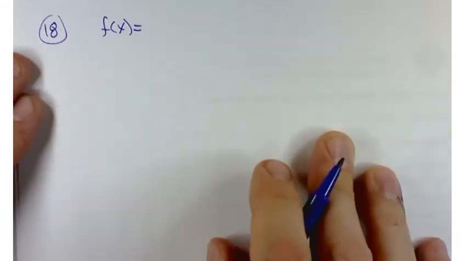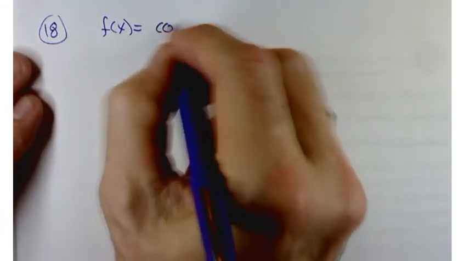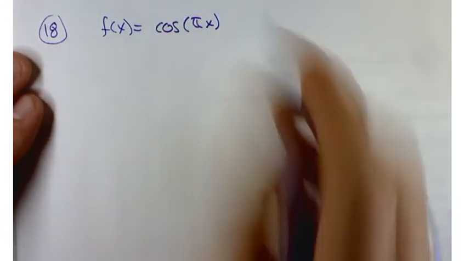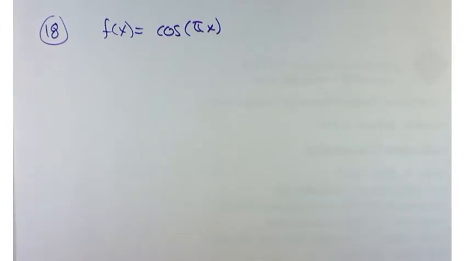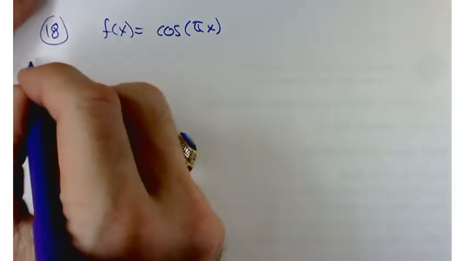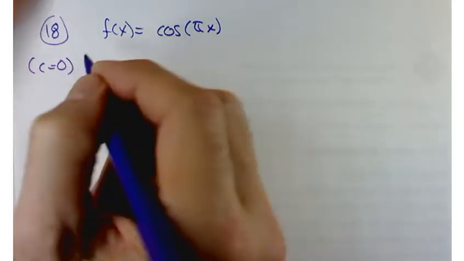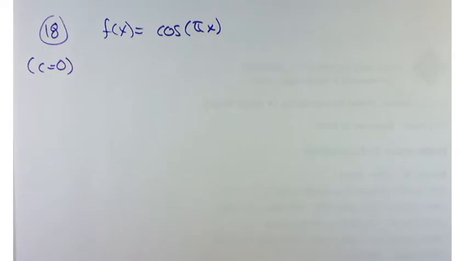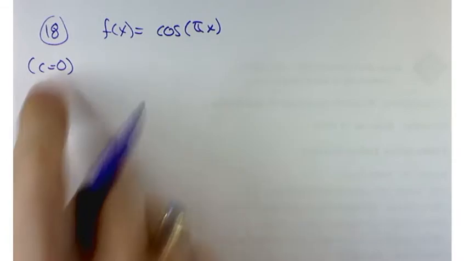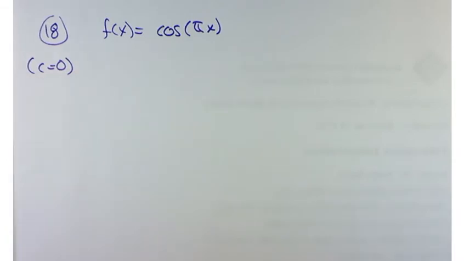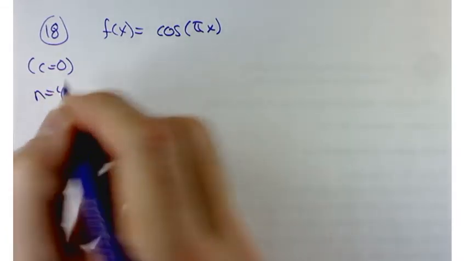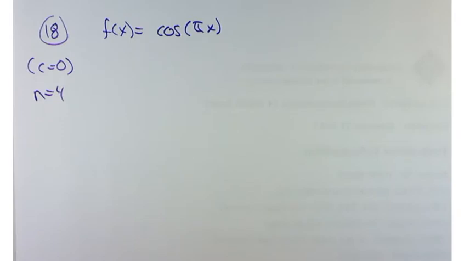f of x is cosine of pi x. Again, it's going to be a Maclaurin series, which means the center equals 0. That's kind of unsaid. If it says Maclaurin series, then it automatically follows that c equals 0. This time we want a 4th degree polynomial. It'll tell you that in the problem. It'll just say n equals 4.